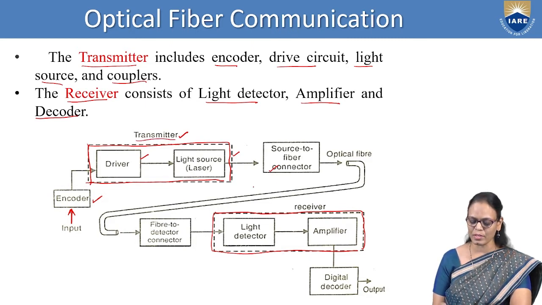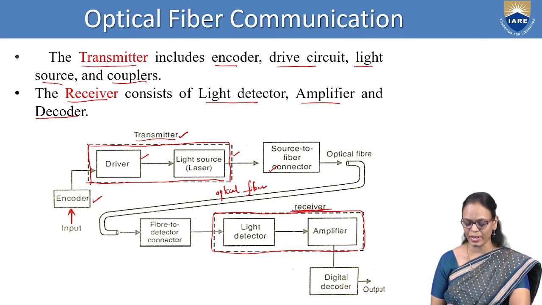The second one is the optical fiber. And the third one is the receiver. So we have seen what we have in a transmitter. Now in a receiver, what we have is a light detector and then an amplifier to amplify the signal and a decoder, and we get the output.